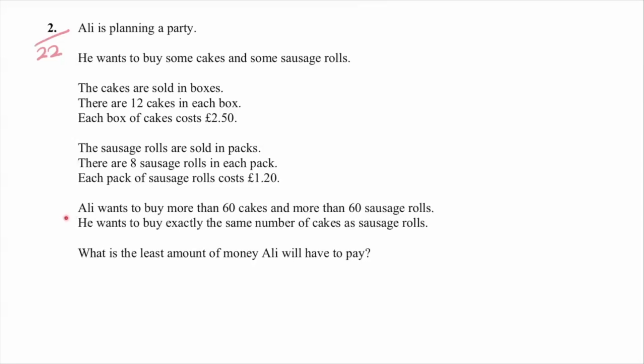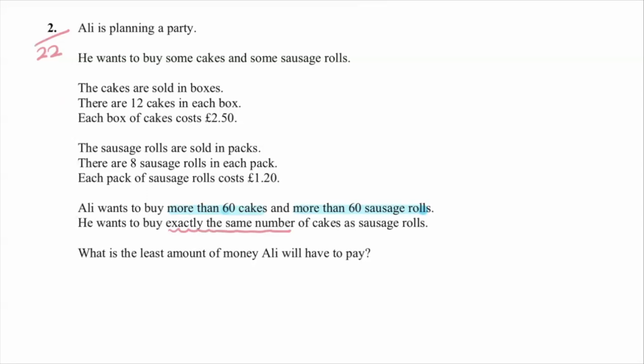this point where it says Ali wants to buy more than 60 cakes. And it's really important that we clock that more than 60 cakes, more than 60 sausage rolls. So when we start doing the maths, we don't kind of mess up. He also wants to buy exactly the same number. So it's got to be more than 60 and exactly the same number. So I'm going to go back up to the cakes information.